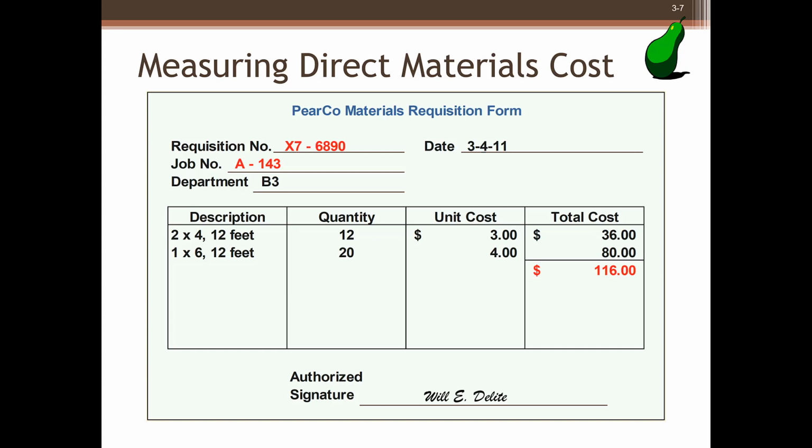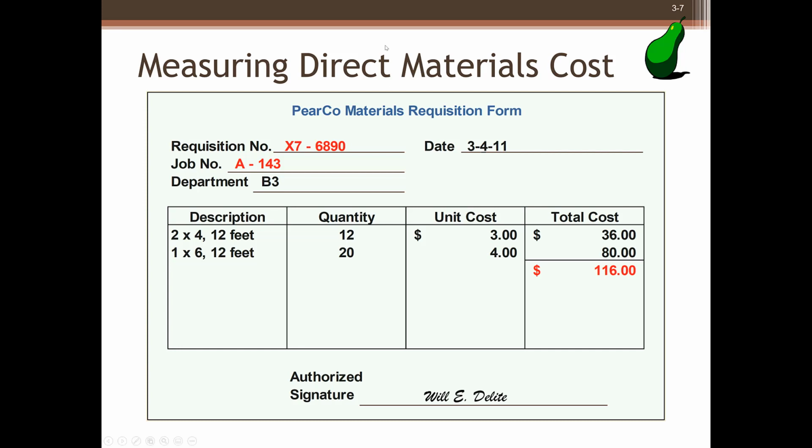Let's take a look at how to measure direct materials cost. Once the sales order has been received and the production order has been issued, the production department prepares the materials requisition form to specify the type, quantity, and total cost of materials. The materials requisition form is a document which specifies the type and quantity of materials to be drawn from the storeroom and identifies the job which will be charged for the cost of materials.